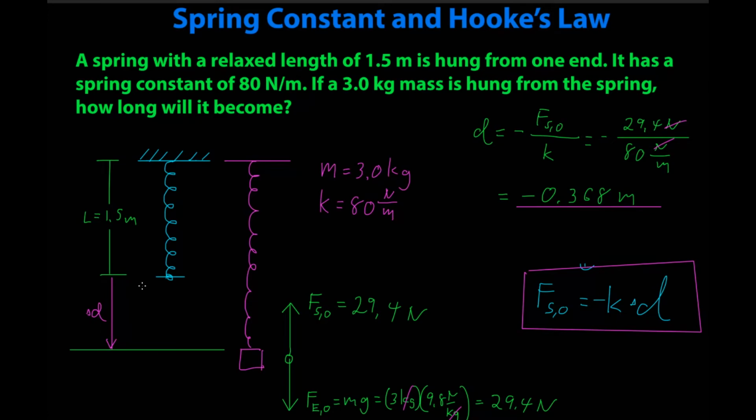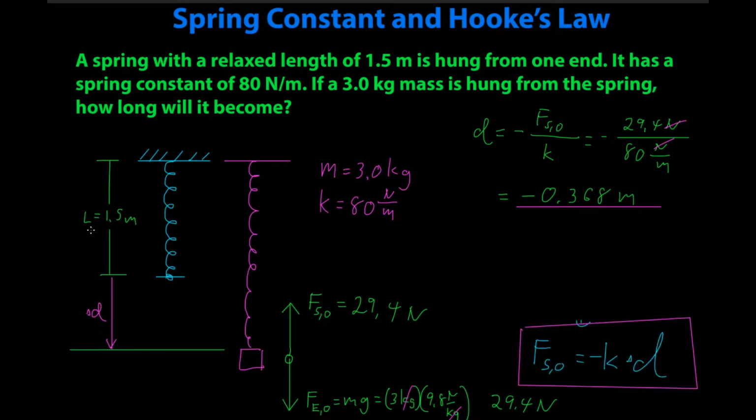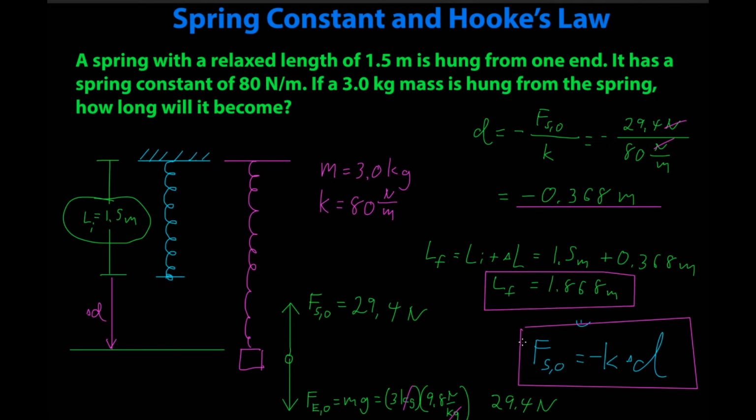Why is it negative? It is negative because it's stretched downward, which is perfectly fine. So, if this is length initial, that means length final would be length initial plus the change in length, which would be 1.5 meters, and this spring got larger by 0.368 meters, which means length final is 1.868 meters. And there you have it.